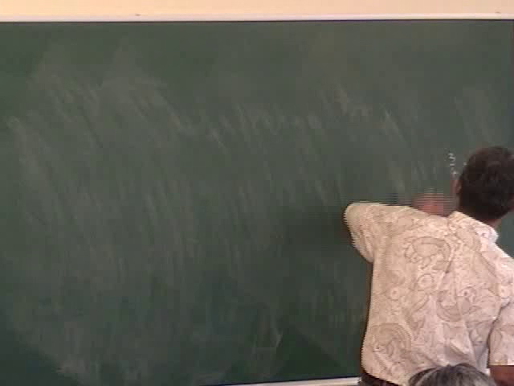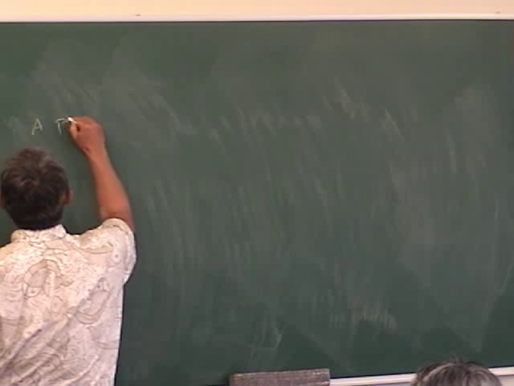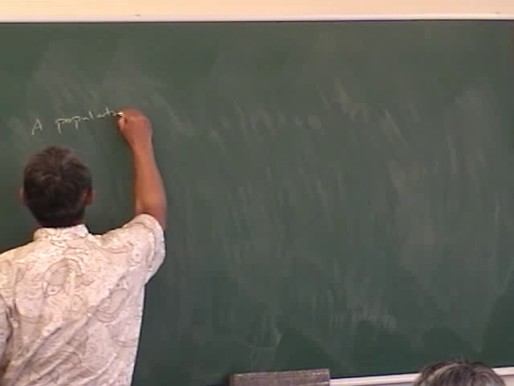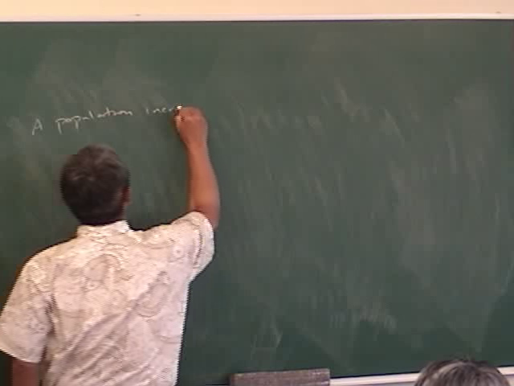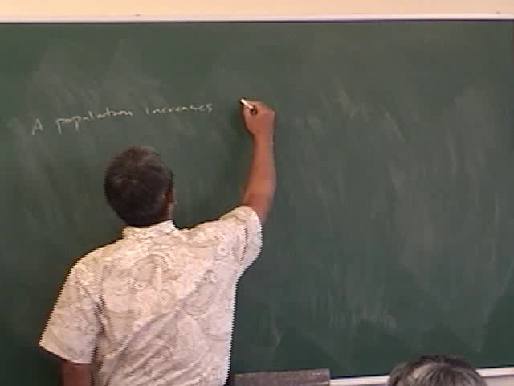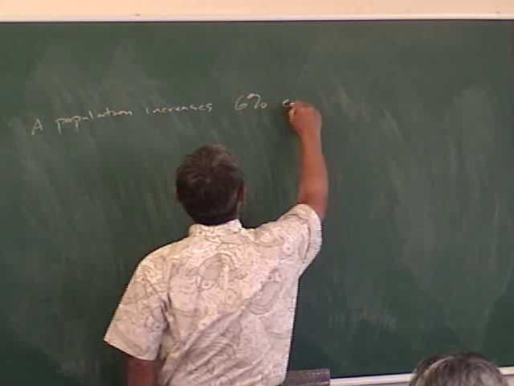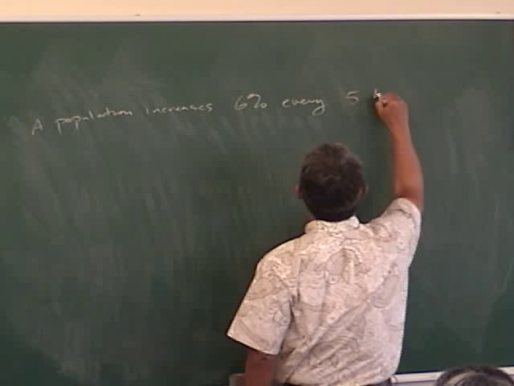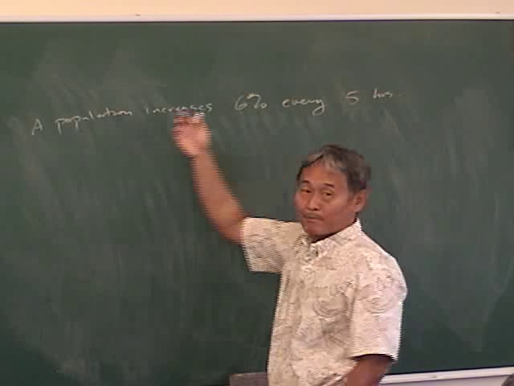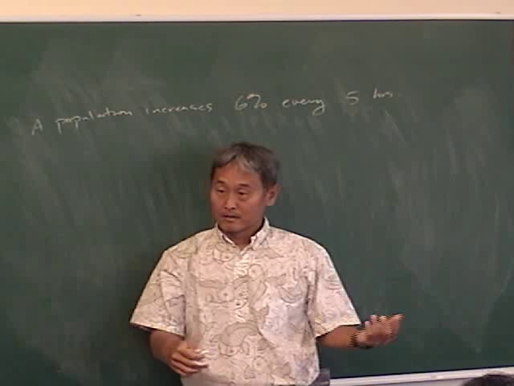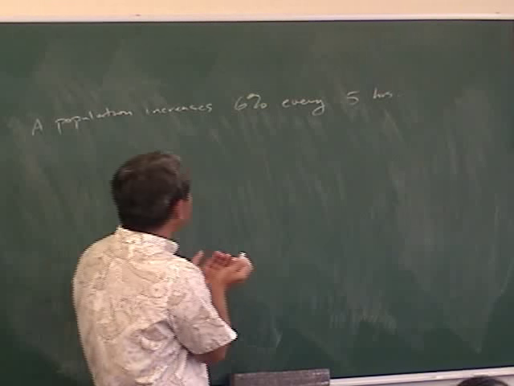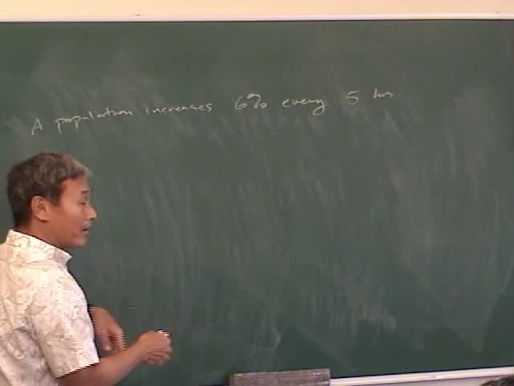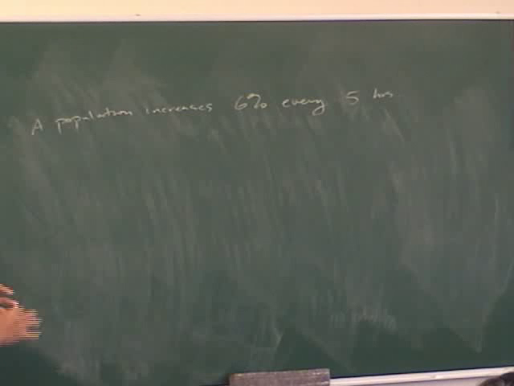Okay, now if you see a problem, let's say a population increases 6% every, give me something, 5 hours. So it's like a population of bacteria in a petri dish. It's increasing 6% every 5 hours. How do I model that as an exponential function?